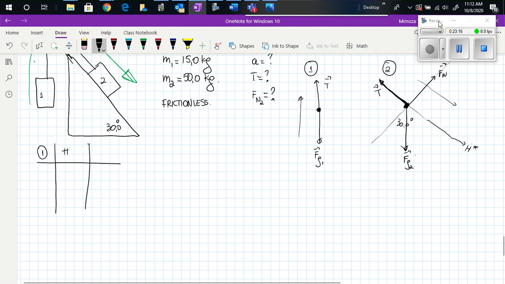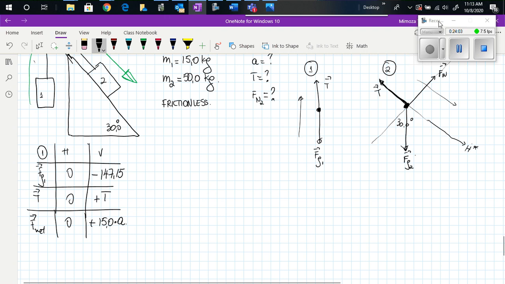We'll have horizontal and vertical, and we have the force of gravity, tension, and then since those are the only two forces that the object is experiencing, we will say force net. For the horizontal, as we have been saying, it's 0, 0, 0. And for the vertical it will be 15, that is the mass, times 9.81, negative 147.15. The tension is positive tension. Now the object is moving up, which means that the force net will be positive 15 times acceleration.